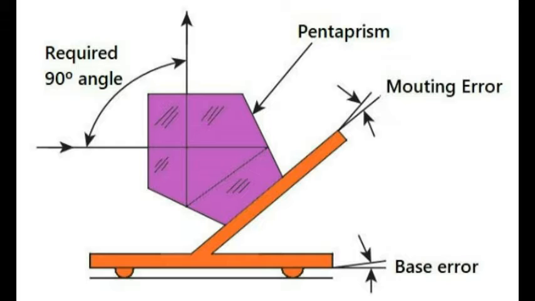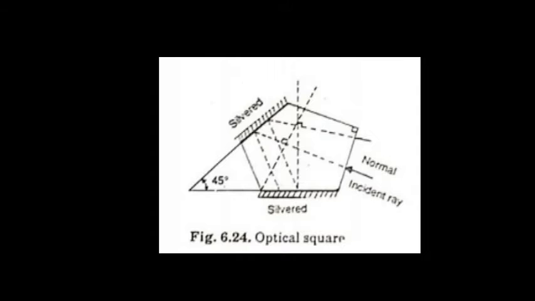The optical square is a constant deviation 5-sided prism which reflects rays of light through the same angle irrespective of the angle of incidence. The two reflecting surfaces have a 45-degree included angle. In the general case of a constant deviation prism, the ray of light is deflected through twice the angle between the reflecting surfaces. So the angle of deflection is 2 into 45 degrees, that means 90 degrees.